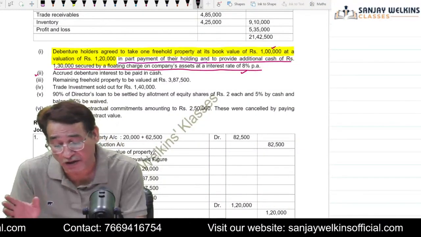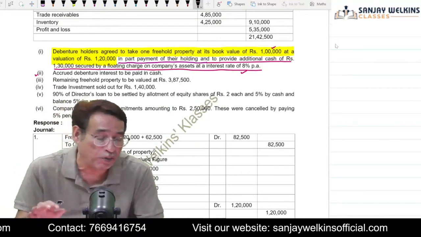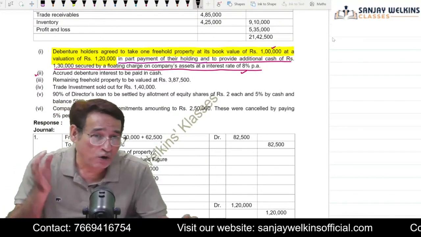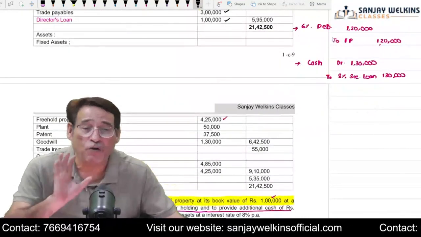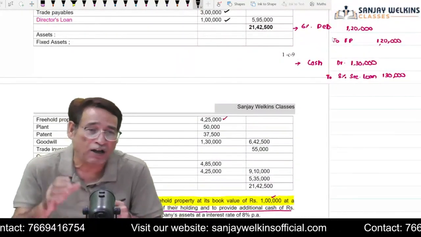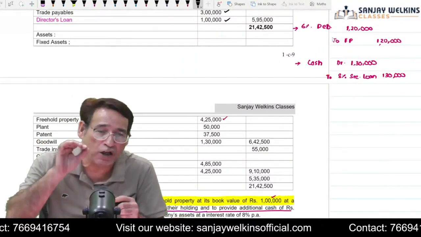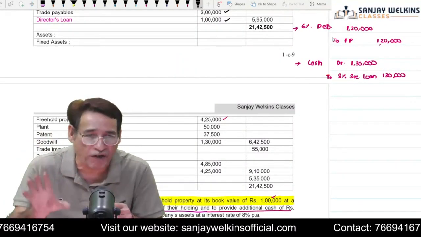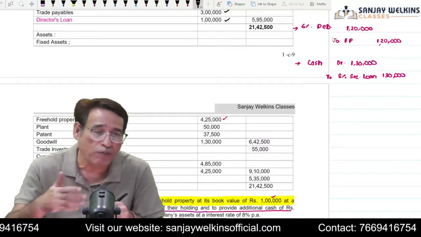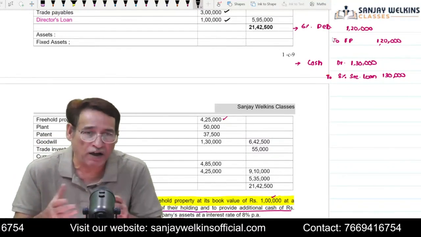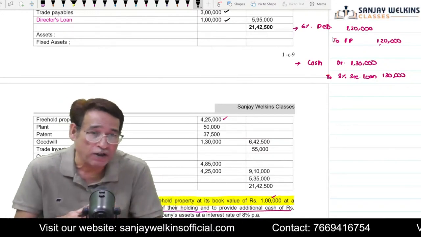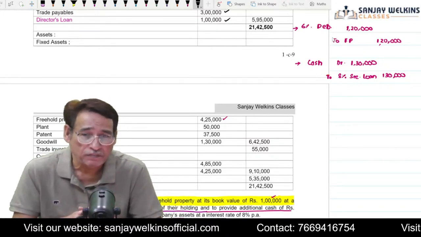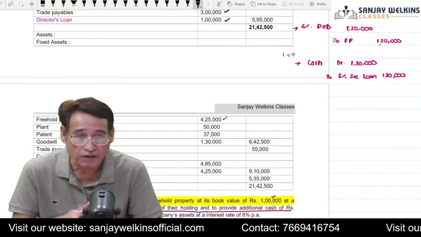Now you tell me the entry, accrued debenture interest to be paid. I told you earlier, reconstruction expenses paid, penalty charges paid, fees and fines paid, where you were passing two entries, correct? And here it is given accrued interest paid. What should be the entry?